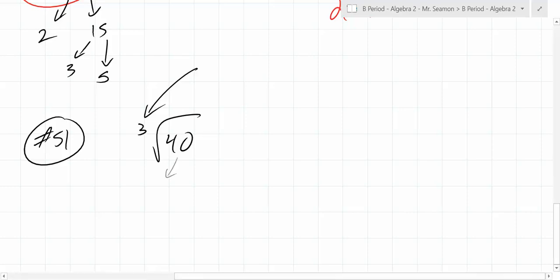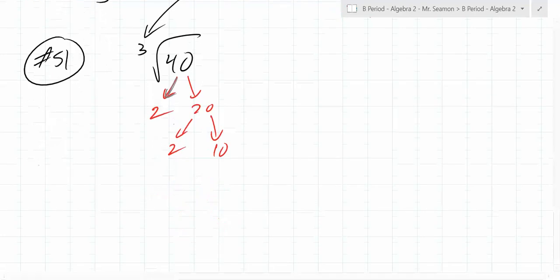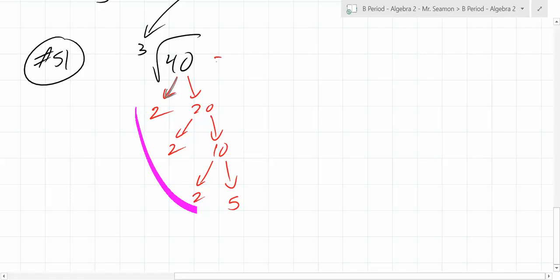You get 2 and 20. You get 2 and 10. But then you also get 2 and 5. So what can you pull out? So this turns into 2 times the cube root of.